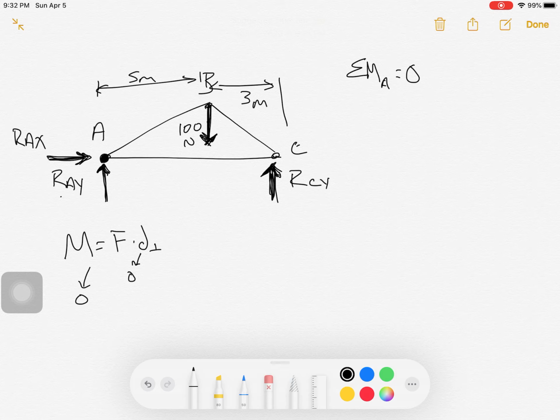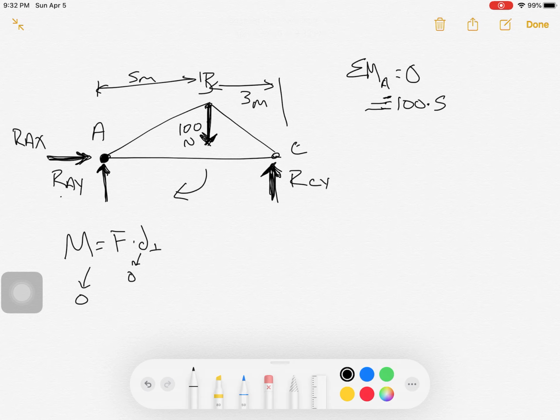So let's go ahead and look at these moments around A. So moment is a force times a distance. We'll start with the 100 Newton force, and its distance is 5 meters. Now notice it's going to make things rotate clockwise. Clockwise means that this is a negative moment.